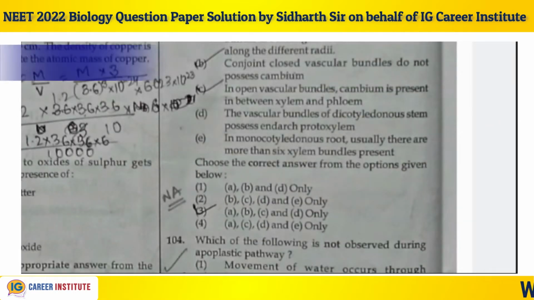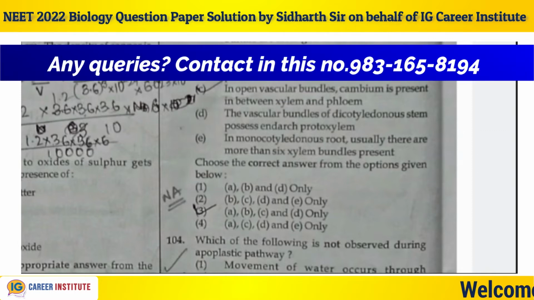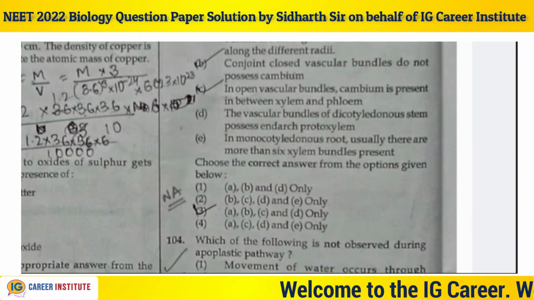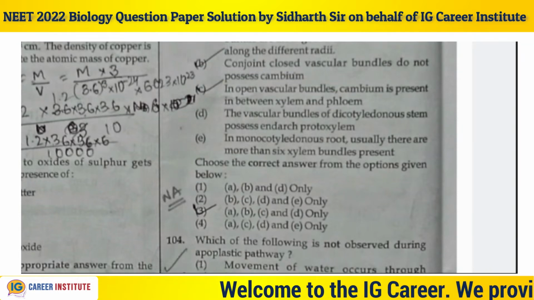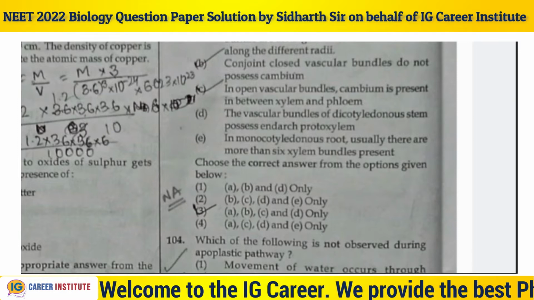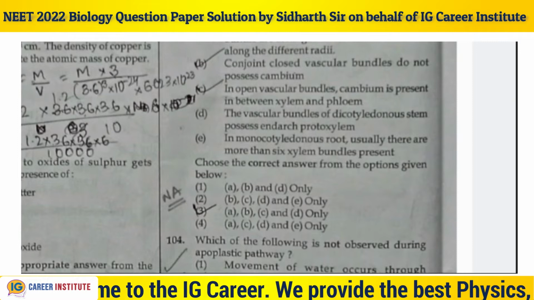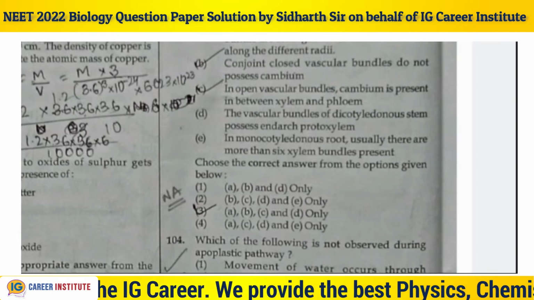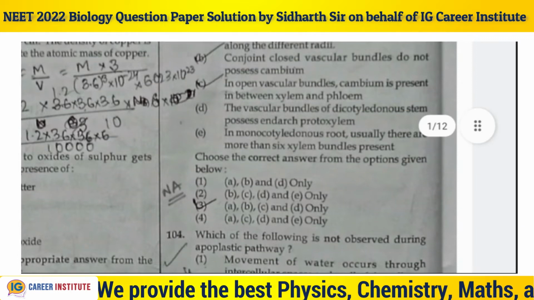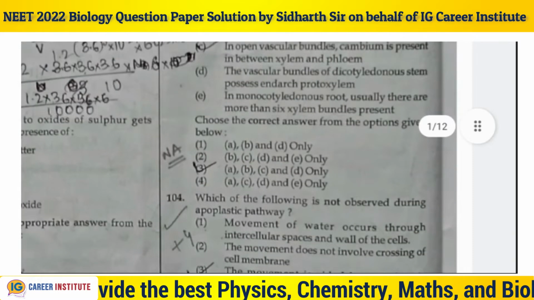Now, which of them are correct? In monocotyledonous roots, it's actually also correct. It's polyarch. So I think it should be option 4. Okay, option 4 is correct.